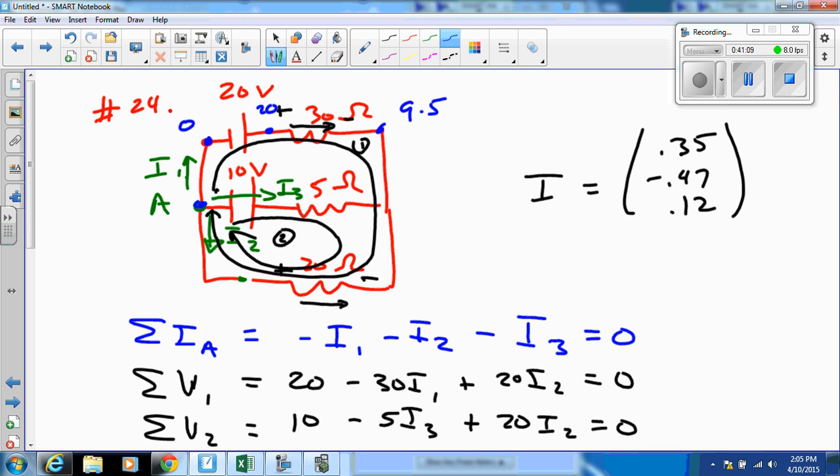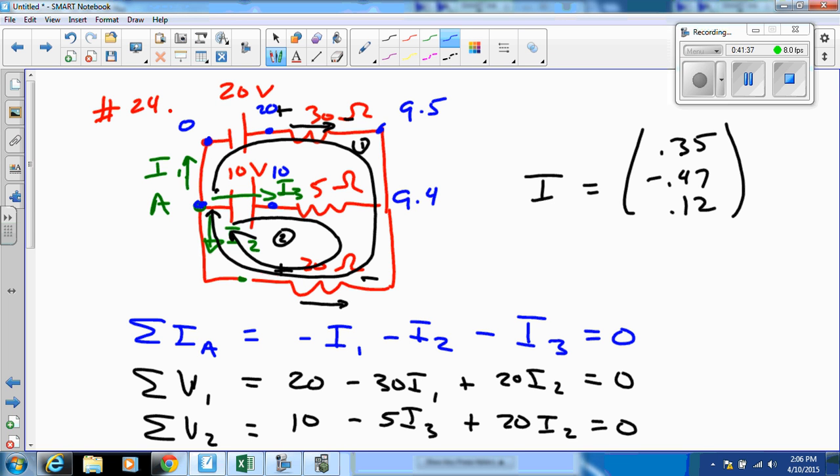This point is also 0 because it's connected. That means this point is at 10. And 10 minus the voltage drop here, which is 0.15 times 0.12, which is 0.6 volts. 10 minus 0.6 should be 9.4 volts. Hey, look at that. This is consistent. We've got the same voltage right there.